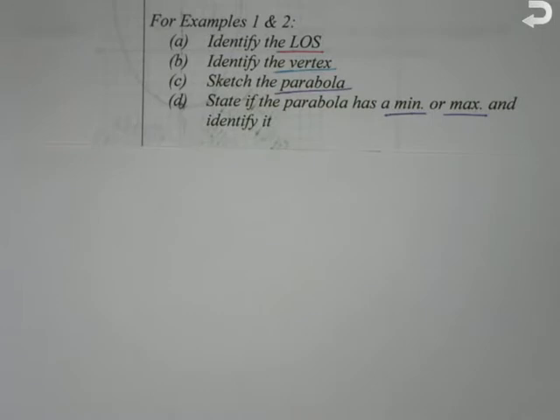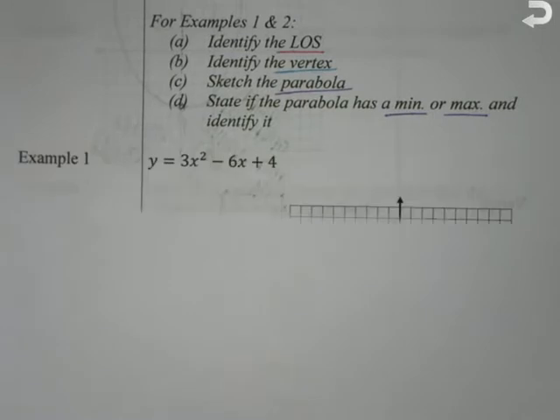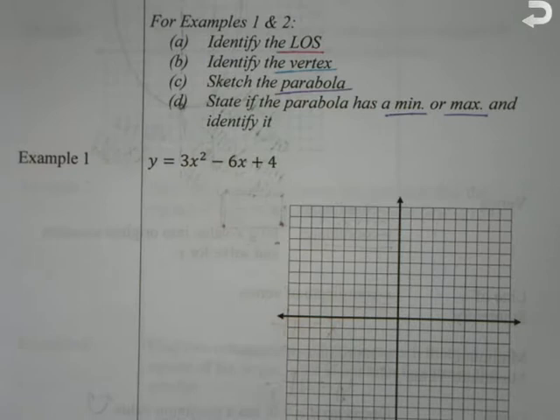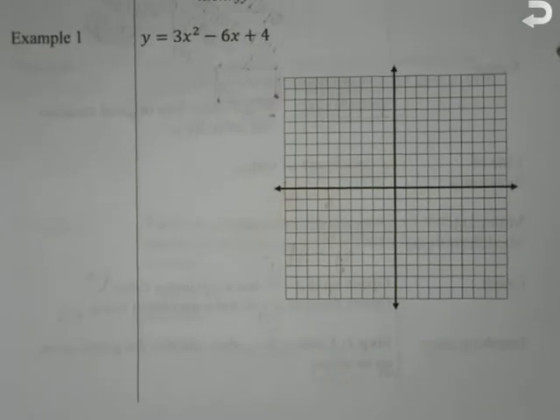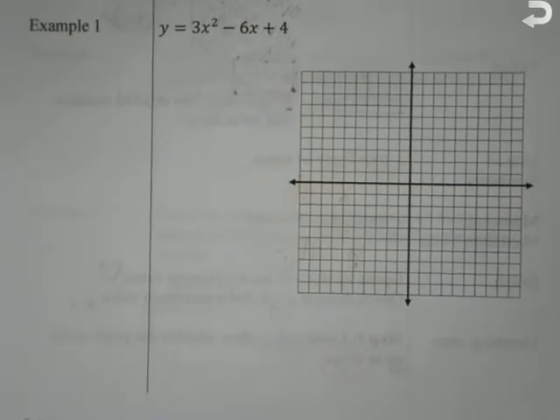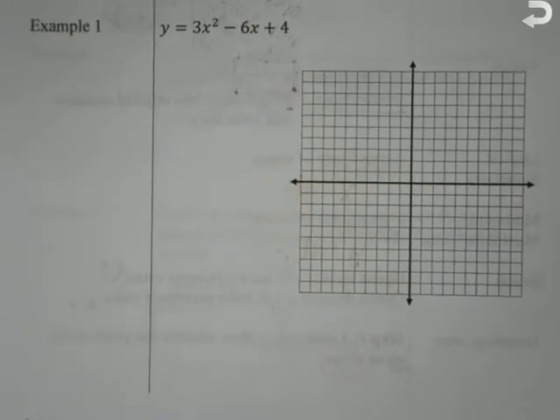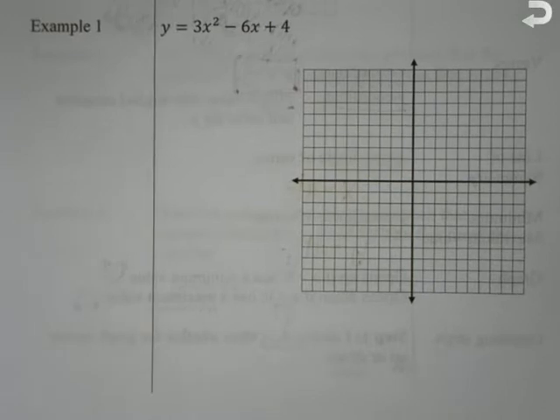Okay, so example 1. We have y equals 3x squared minus 6x plus 4. Draw a set of axes for me, and then we will do this one together. So, part 1, we want to find the vertex. We can't do anything until we have the vertex, okay? So let's find the vertex. Let's label it.